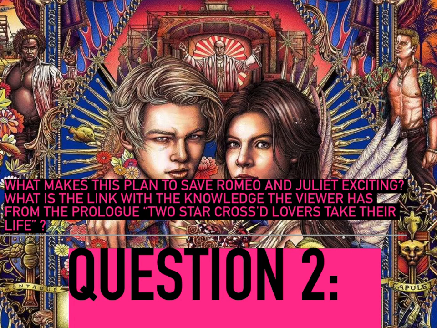So, the second question that I want you to answer is, what makes this plan to save Romeo and Juliet exciting? What is the link with the knowledge the viewer has from the prologue, namely that two star-crossed lovers take their life? Think about this. The audience, including you, everyone knows that Juliet and Romeo are both going to kill themselves. So what about the friar's plan makes this an important part of the plot, especially enough to almost dedicate an entire act to it?